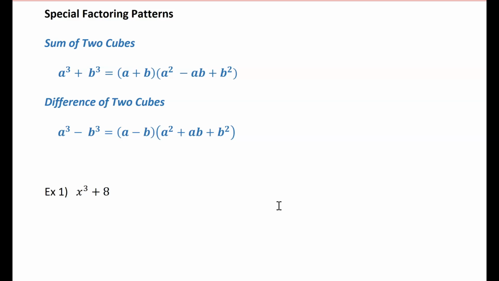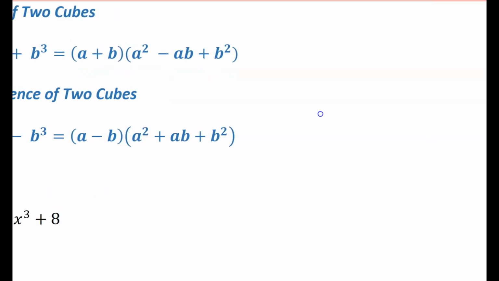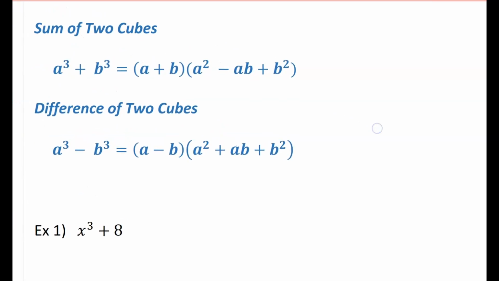Okay, all right, so the sum of two cubes, we've got a cubed plus b cubed is equal to, and then it factors into a plus b, and a squared minus ab plus b squared. And the difference of two cubes is a cubed minus b cubed, and that factors into a minus b times a squared plus ab plus b squared.